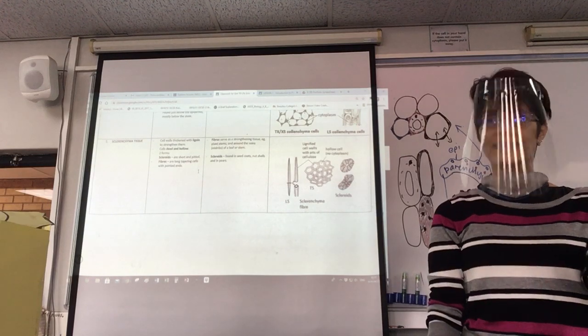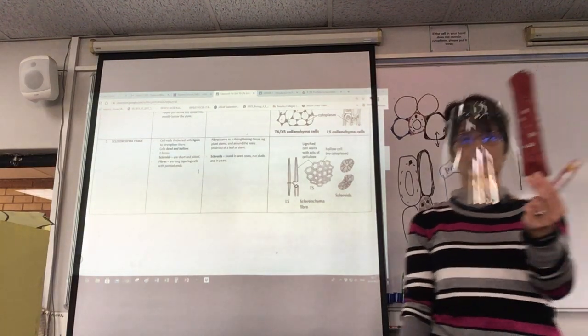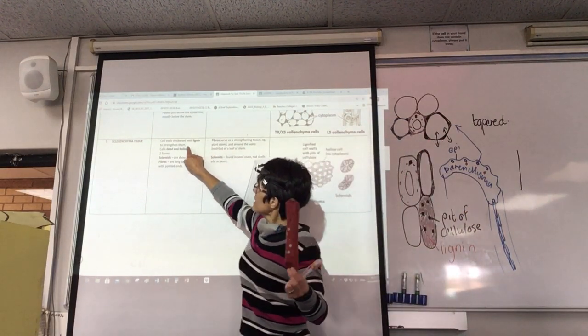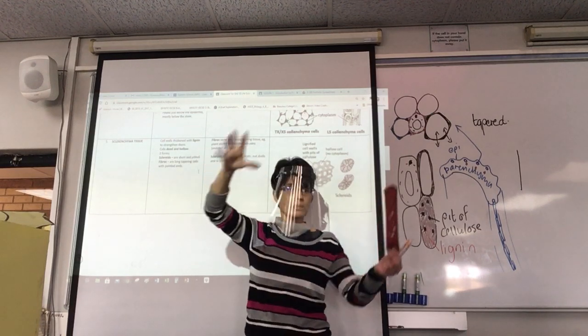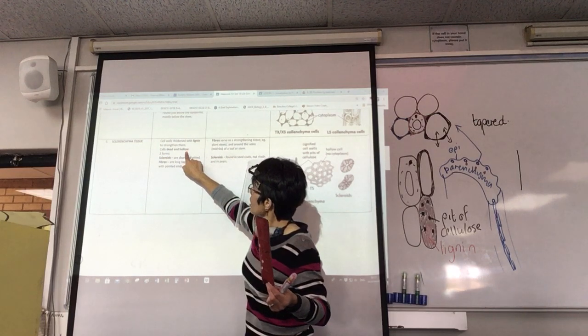It dies. The cytoplasm dies. So they are hollow supporting cells. Okay? And look what it says. The cell walls are thickened with lignin to strengthen them. I know you can see it on your notes. Keep it at home as well. All right? The cells are dead and hollow.